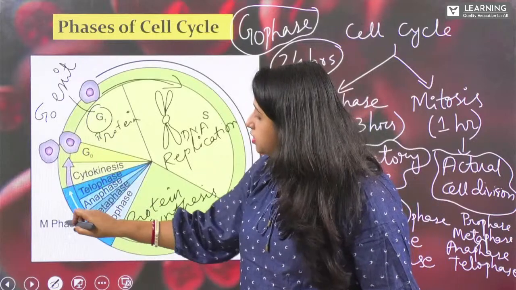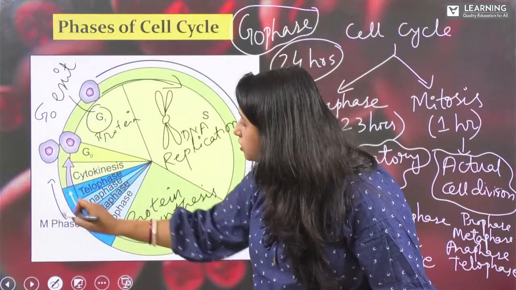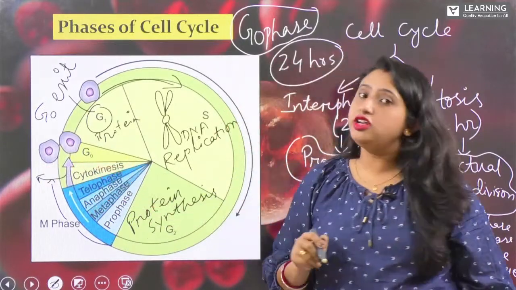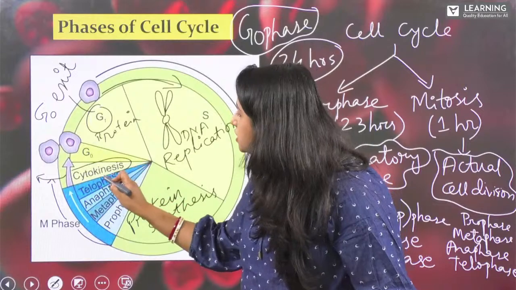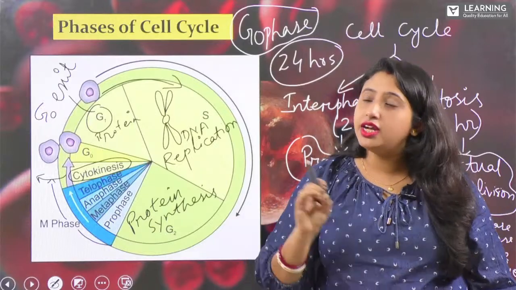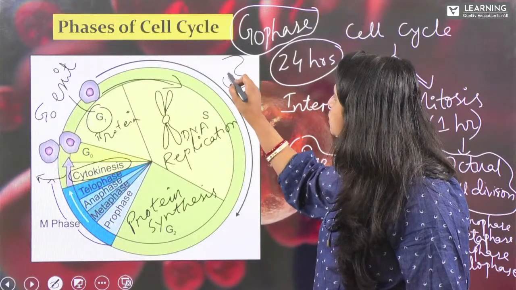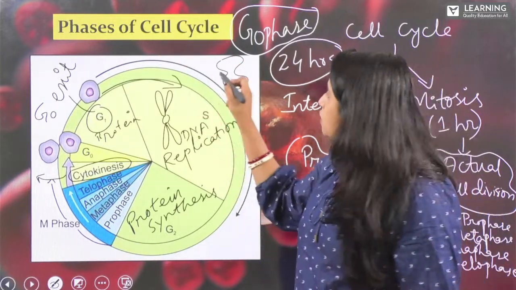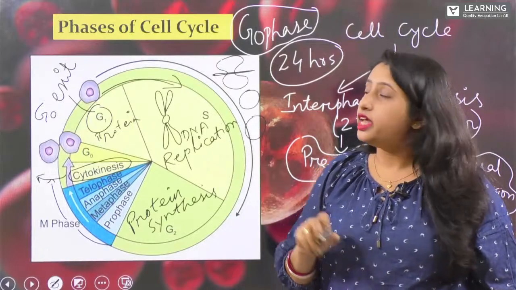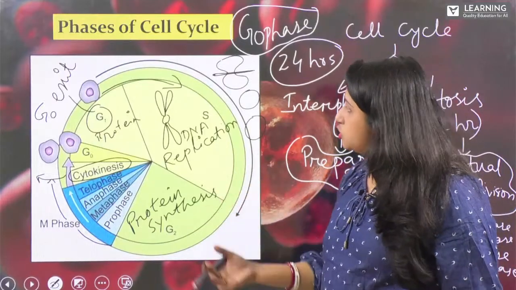So after the cell completes these four phases, cytokinesis takes place. Now, what is this cytokinesis? It is a process by which the cytoplasm of the cell divides. The cytoplasm will form two daughter cells. That is known as cytokinesis. We will learn it in the next topic.